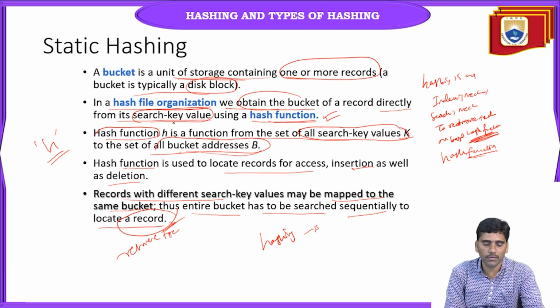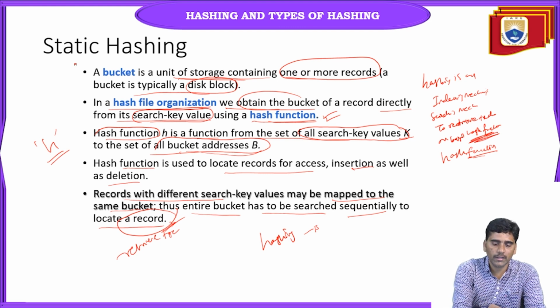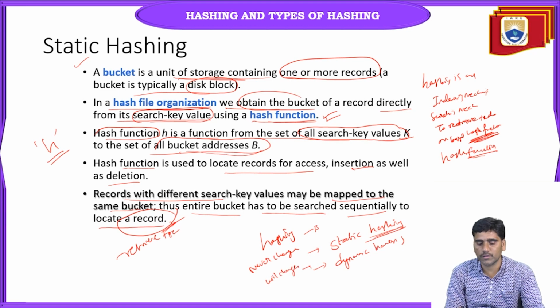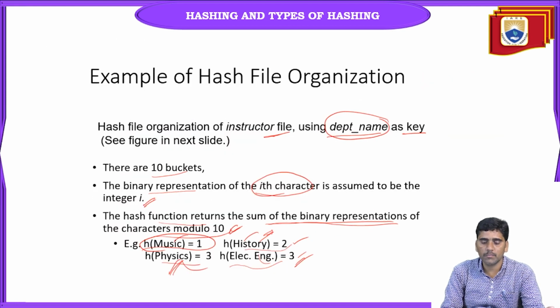So there are two types of hashing. One is static hashing, and the second one is dynamic hashing. Static hashing never changes with modification, but dynamic hashing will change as per the database modifications. So here are examples of file organization.